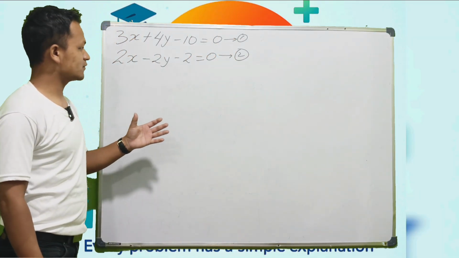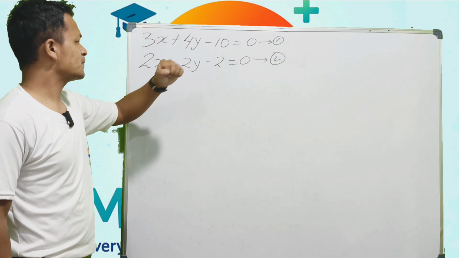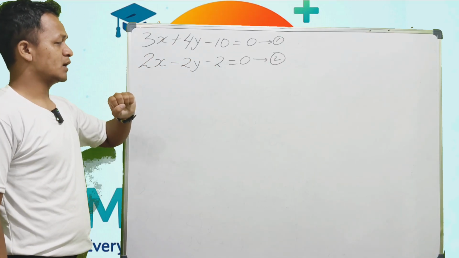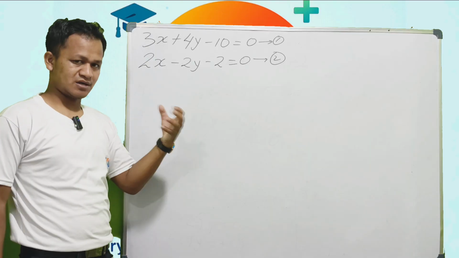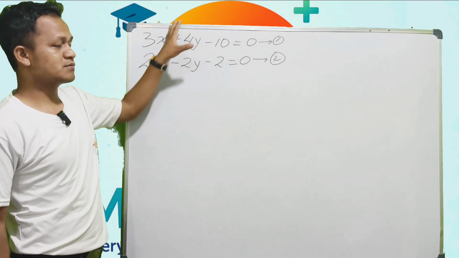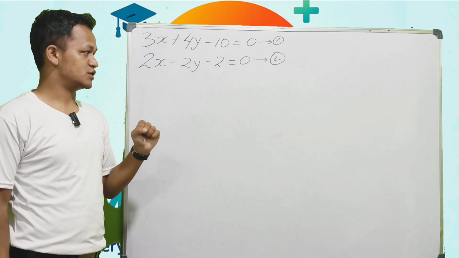Consider a pair of linear equations: 3x plus 4y minus 10 is equal to 0 and 2x minus 2y minus 2 is equal to 0. Just keep in mind that when solving these kinds of equations, you have to take all the terms towards the left side and the right side should always be 0.